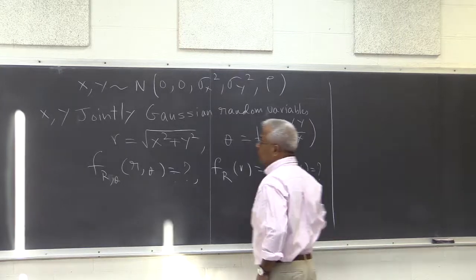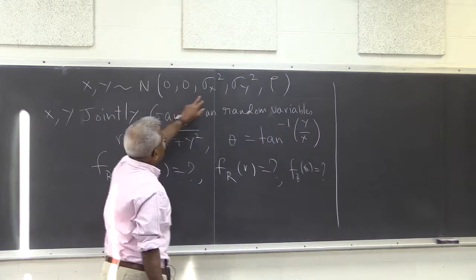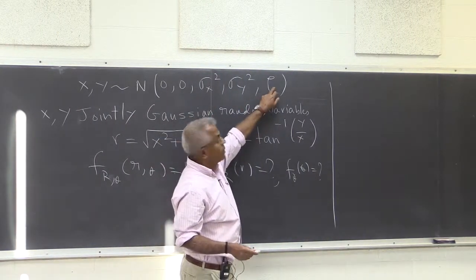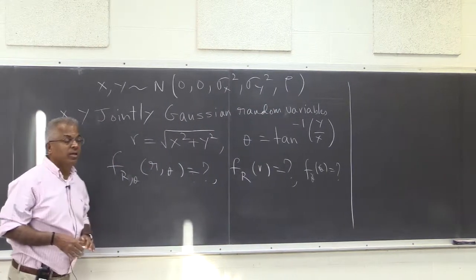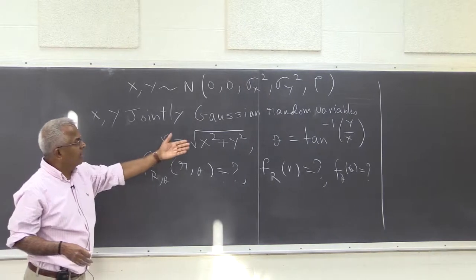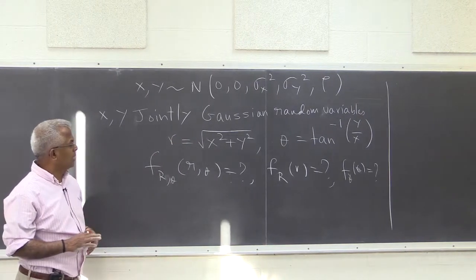Now, this is a classic problem. Generally the way it is done is when rho is 0 or when they have equal variances, then R is Rayleigh and the phase is uniform. We will see what happens here.